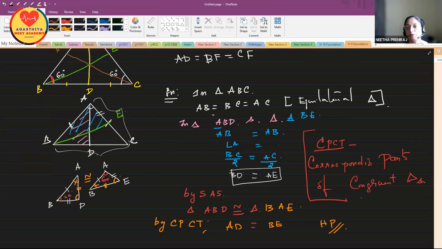So from this sum, what you learned is that in an equilateral triangle, the medians are equal in length. That concept you should know.